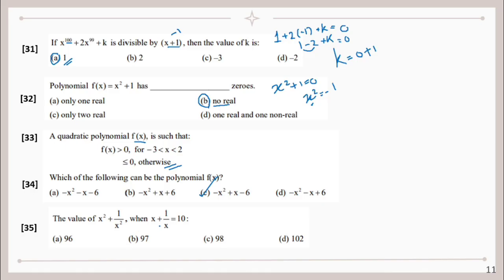The value of x square plus 1 by x square when x plus 1 by x is 10. Same, in the previous slide we saw one model question. We will square it. X plus 1 by x equal to 10. So 10 square will be 100. So x square plus 1 by x square plus 2ab term, 2 into x into 1 by x, so these two will get cancelled and only 2 you will get. Right side 100 is there. So you want only this value, so this 2 you will transpose to the right side. 100 minus 2, 98. So the 38th question, the answer is 98.